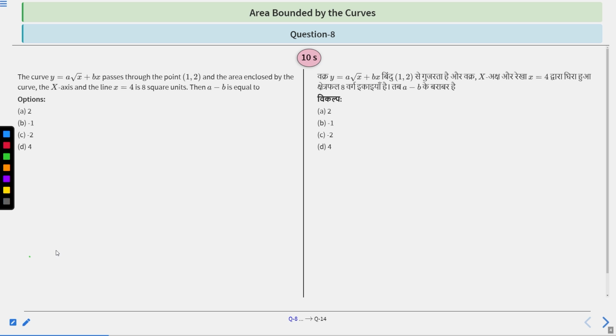So let's start with question number 8, which says the curve y is equal to a root x plus bx passes through point (1, 2) and the area enclosed by the curve and the x-axis and the line x equal to 4 is basically 8 square units. Then we have to calculate a minus b.